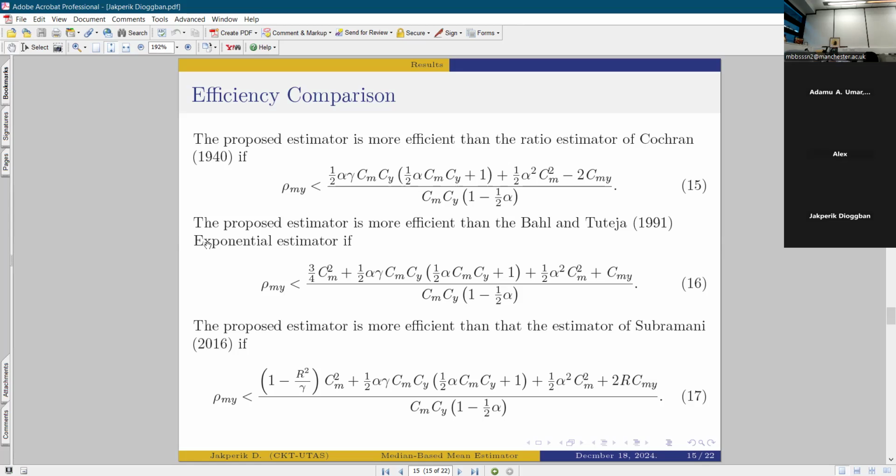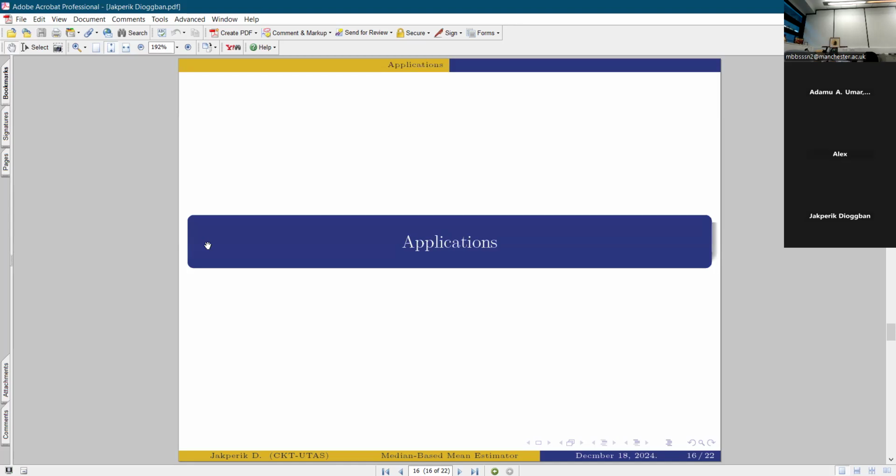By the same analogy, the proposed estimator will be more efficient than that of Bahl and Tuteja of 1991 if equation 16 holds true. And finally, but not the least, the proposed estimator will be more efficient than that of Subramani 2016 if equation 17 holds true.